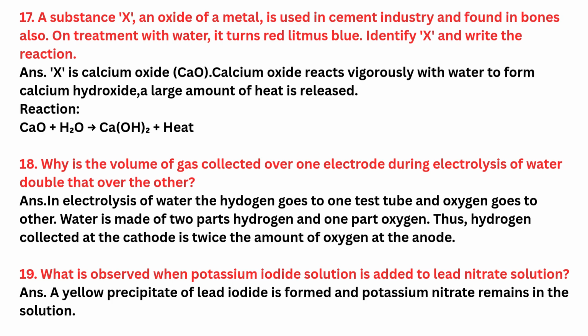Question number 19. What is observed when potassium iodide solution is added to lead nitrate solution? Answer: a yellow precipitate of lead iodide is formed and potassium nitrate remains in the solution.